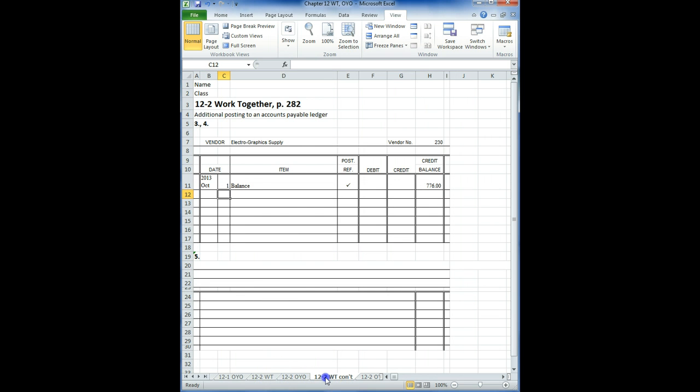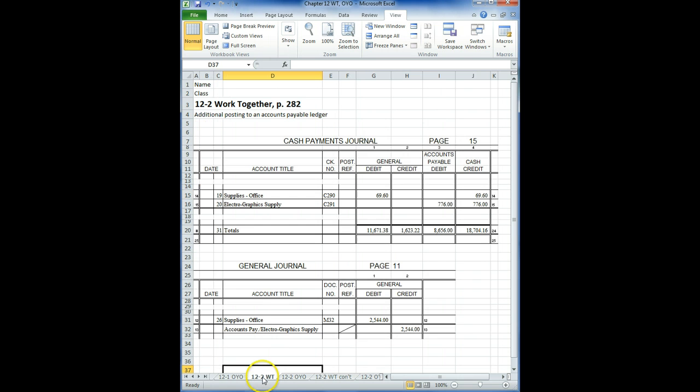If you want to move them closer together, you click on it and you see that little black arrow, drag it to your left, and then now they're next to each other. But like I said, I follow the workbook, so I'm going to keep it where it's at for my version of it. So here is the accounts payable ledger form for electrographic supply, and this right here is our blank form to do our schedule of accounts payable.